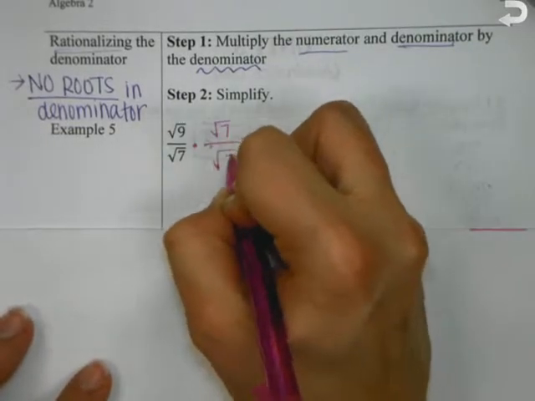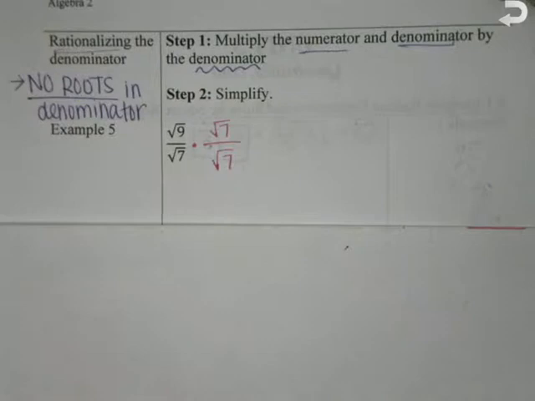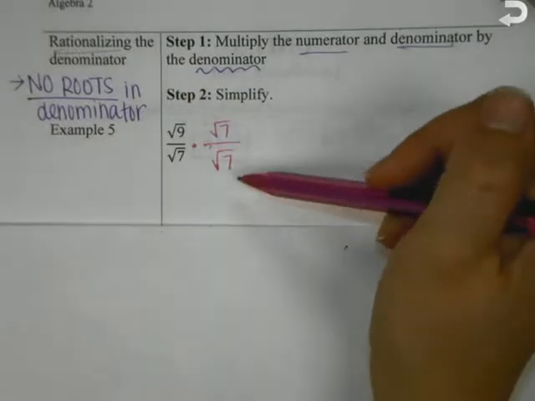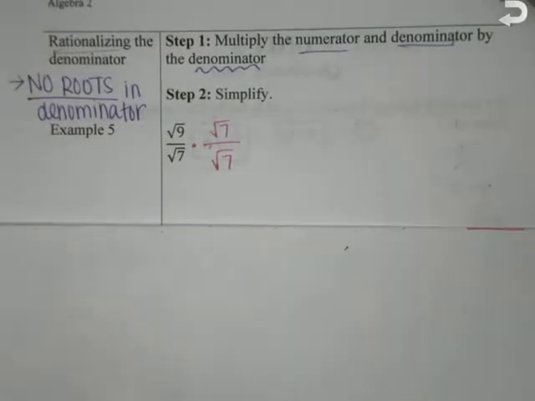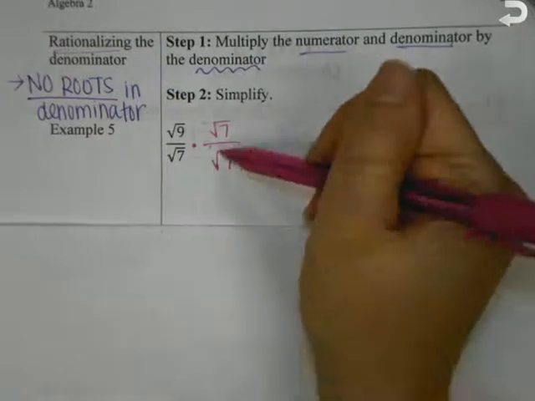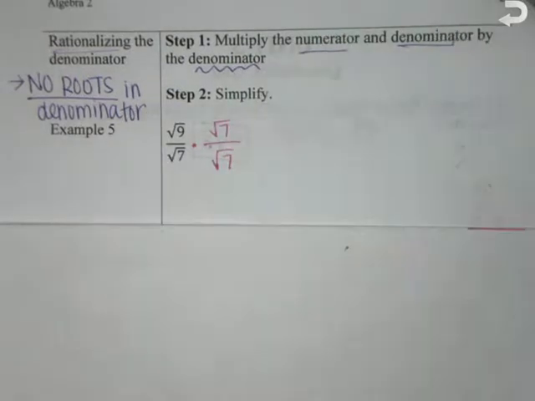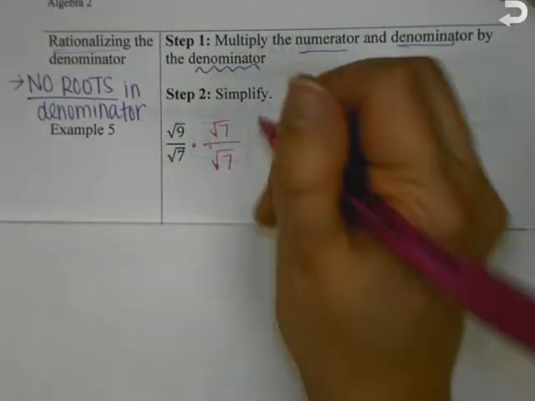Does anybody have an idea why we have to do top and bottom by the same thing? To get rid of it. Well, what's root 7 over root 7? What does that reduce to? 1. If I'm just multiplying by 1, did that change the value of the fraction at all? We're just changing where the radical is going, but we're not changing the value at all. So multiplying fractions, we just multiply straight across. And this is what I mean.